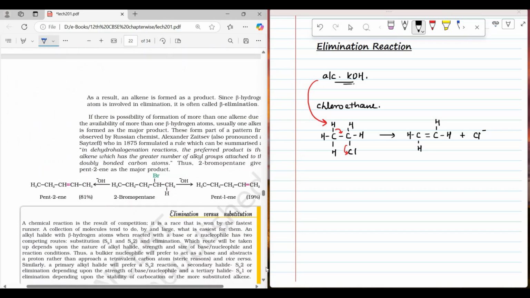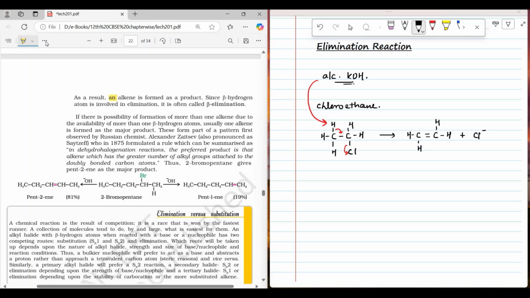Now let's read from the book. As a result, an alkene is formed as a product. Since a beta hydrogen atom is involved in elimination, this is often called beta elimination. If there is a possibility of formation of more than one alkene due to the availability of more than one beta hydrogen atom, usually one alkene is formed as a major product.